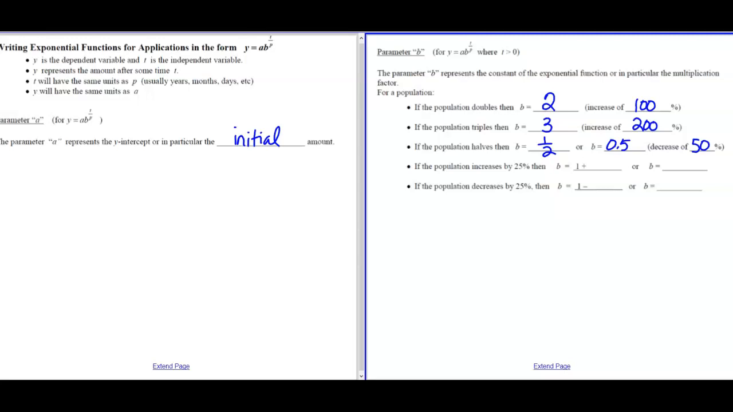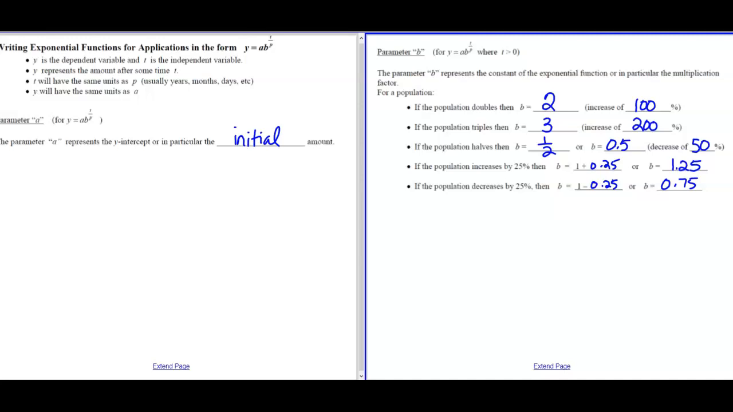And then population increases by 25%. Remember, you have to keep your 100% and add 25%. So without a percent, that's 1 plus 0.25, or 1.25. And decreases by 25%, that's 100% minus 25%, which is 75%, or 0.75, so you're subtracting 0.25. Okay, so those are some common ones.